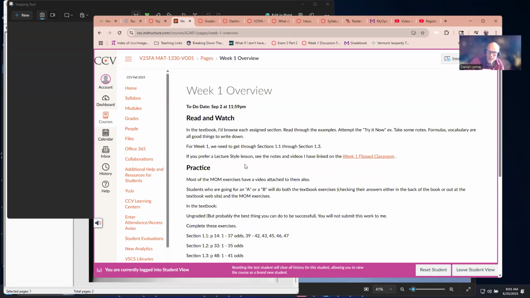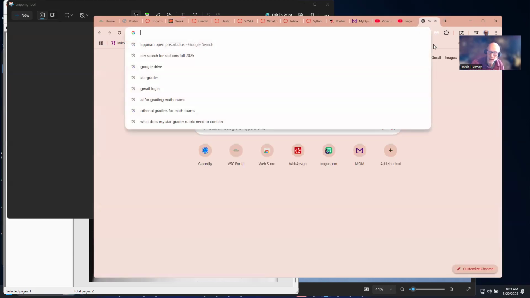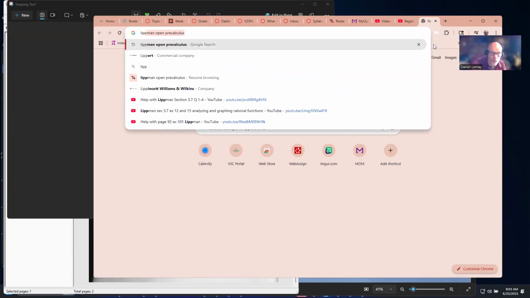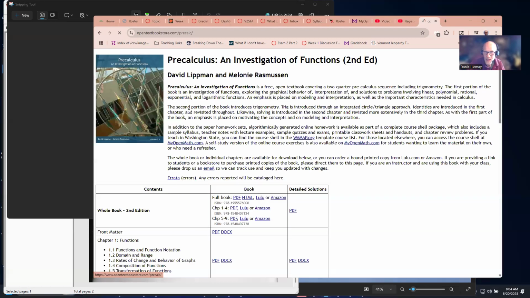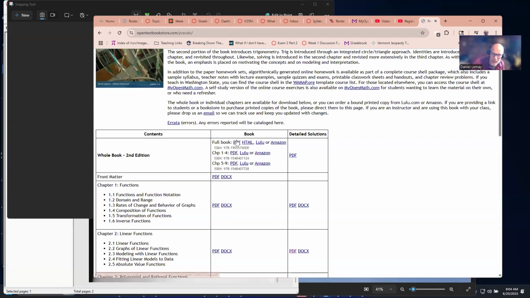So you can do some reading in the book. The reading in the book is your kind of style, and it's a nice online PDF. It's free. I got links to it in Canvas. I never remember to do that. I just Google Lippman Open Precalc, and that's the book there. You can download the full PDF.